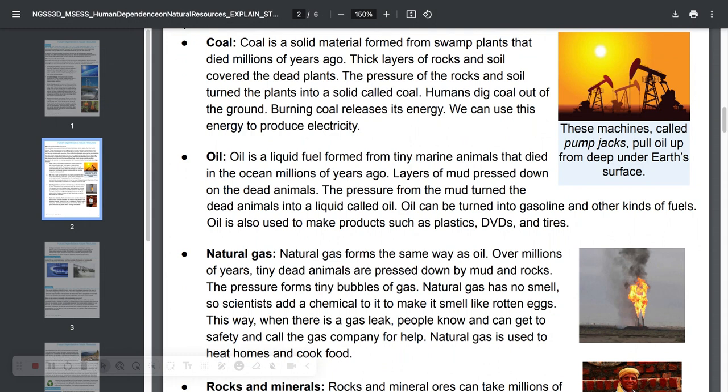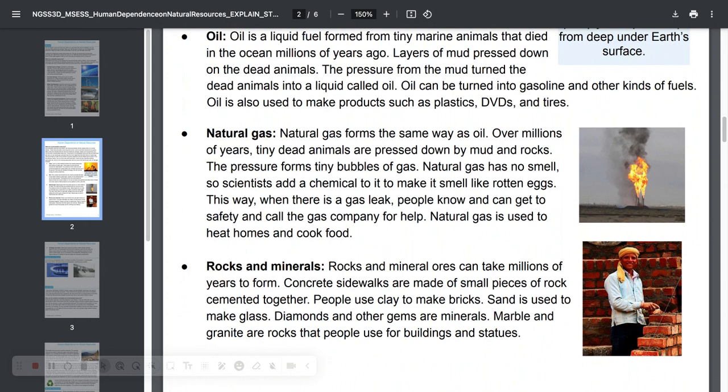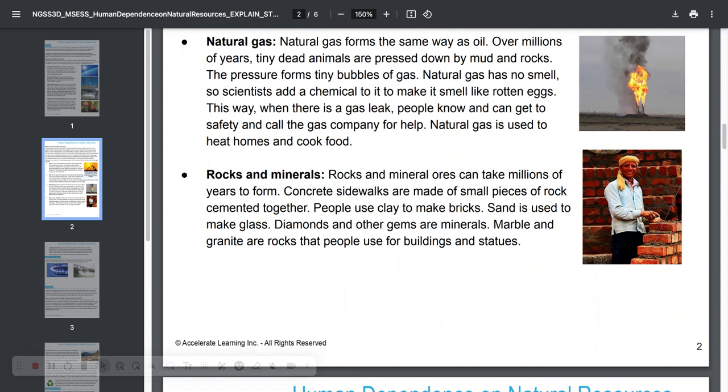Oil. Oil is a liquid fuel formed from tiny marine animals that died in the ocean millions of years ago. Layers of mud pressed down on the dead animals. The pressure from the mud turned the dead animals into a liquid called oil. Oil can be turned into gasoline and other kinds of fuels. Oil is also used to make products such as plastics, DVDs, and tires.